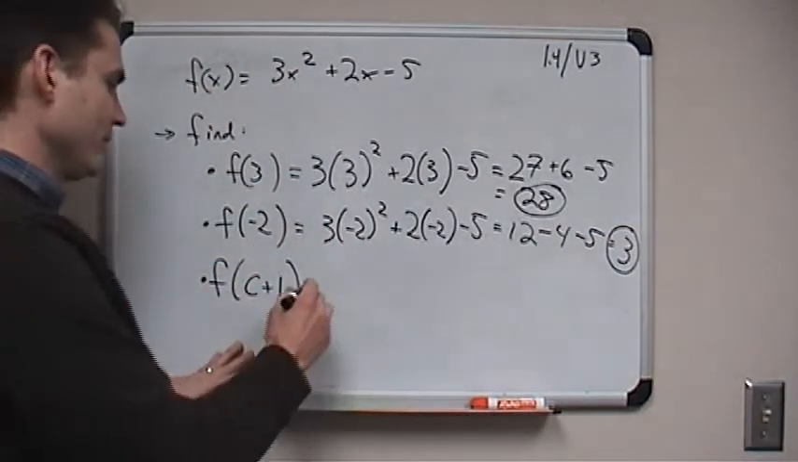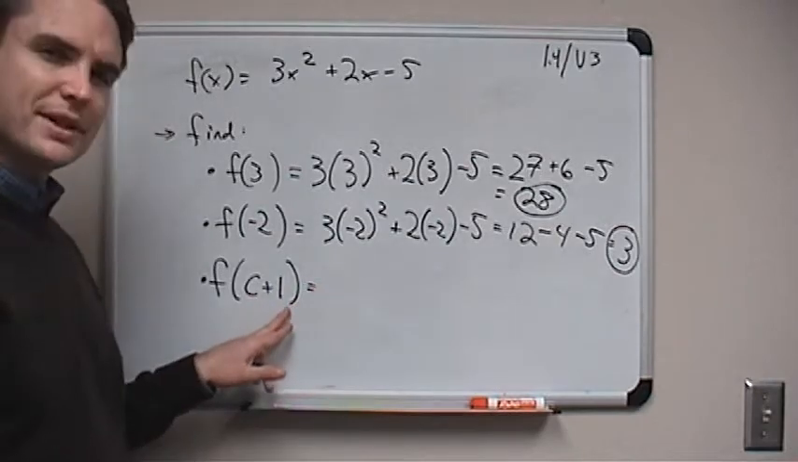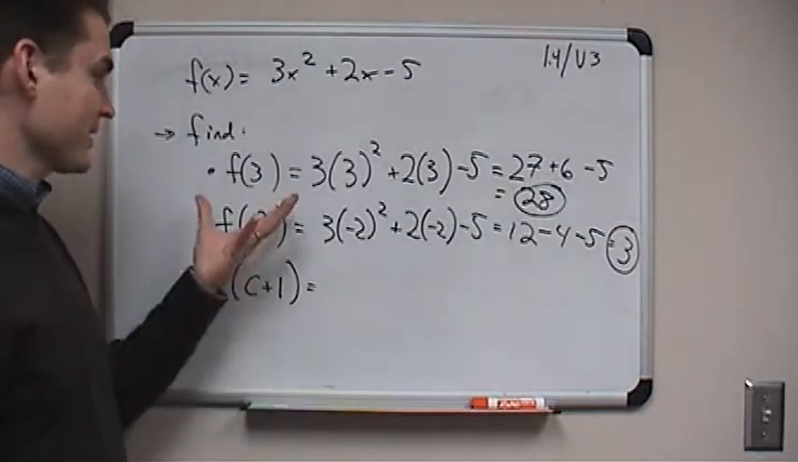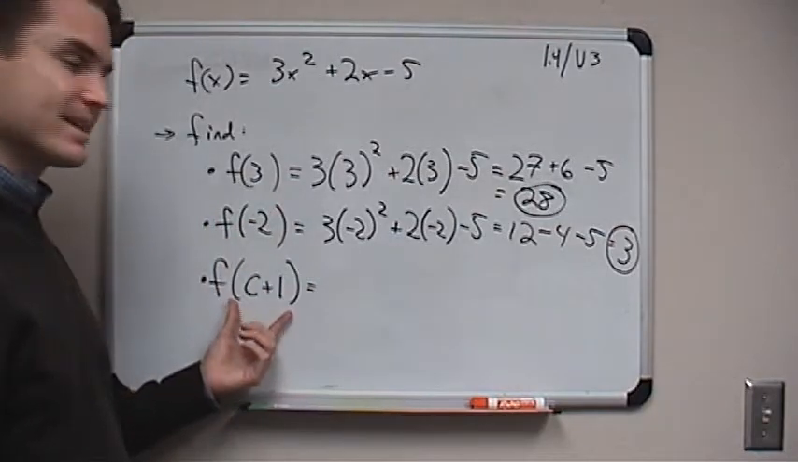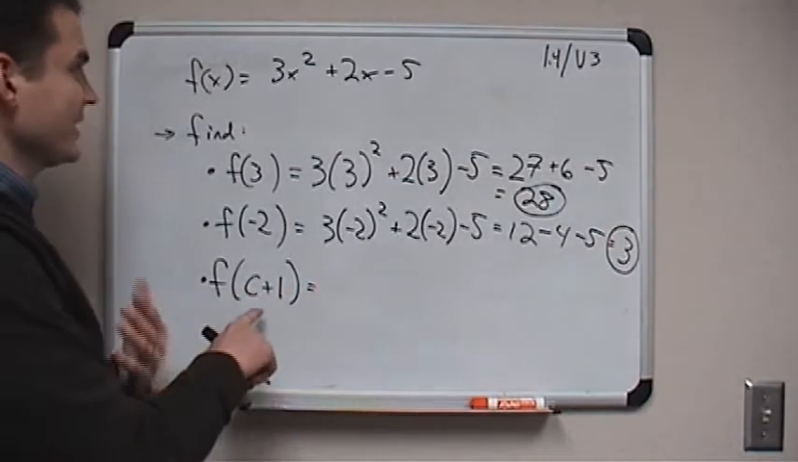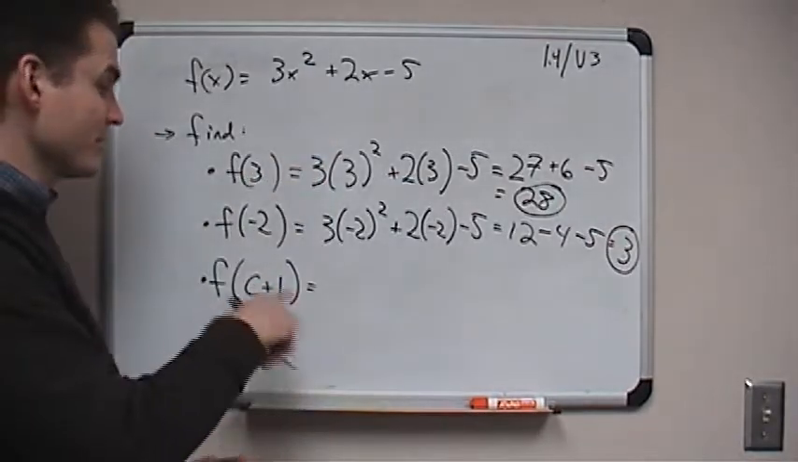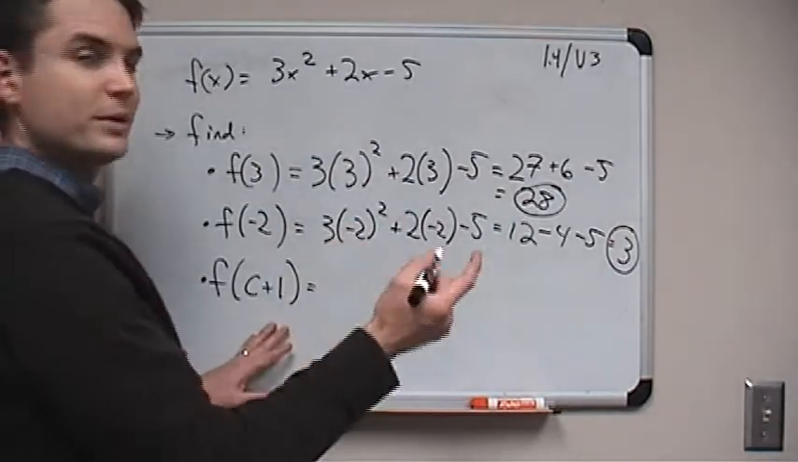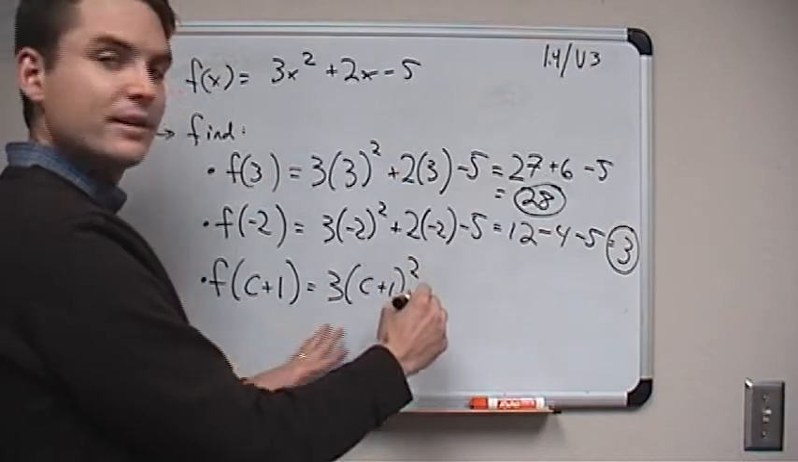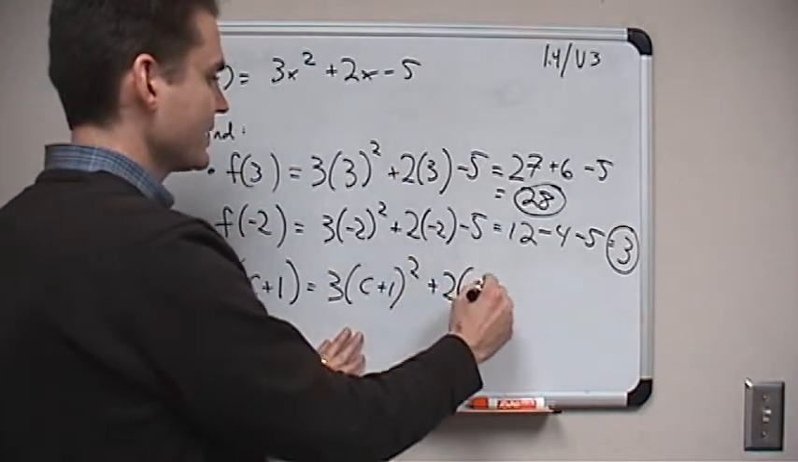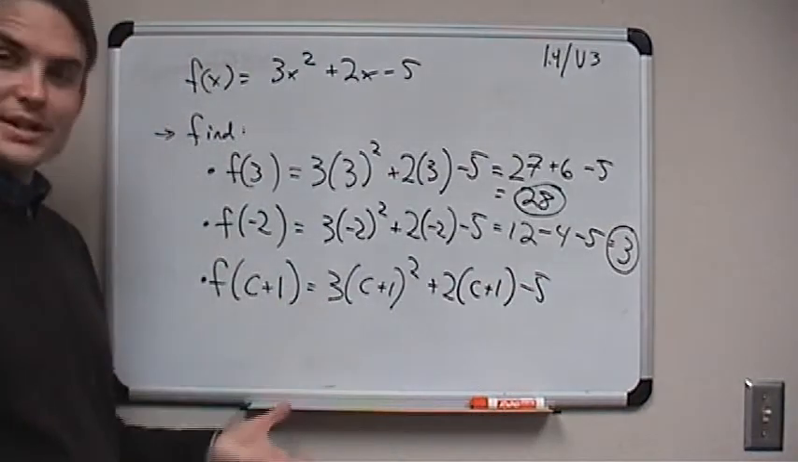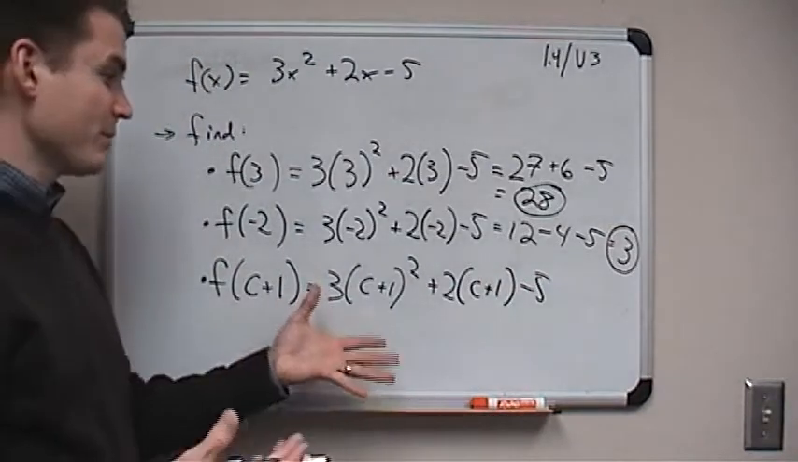Now one more here. f of c plus 1, what does that mean? Well, it actually means the same exact thing as what we've been doing. It means replace x with c plus 1. So we can totally do that. We can replace the variable with another variable or some other expression involving the variables. So I'll do that here. This is going to be 3 times c plus 1 squared plus 2 times c plus 1 minus 5. And that's it. Now, probably we might want to simplify this.